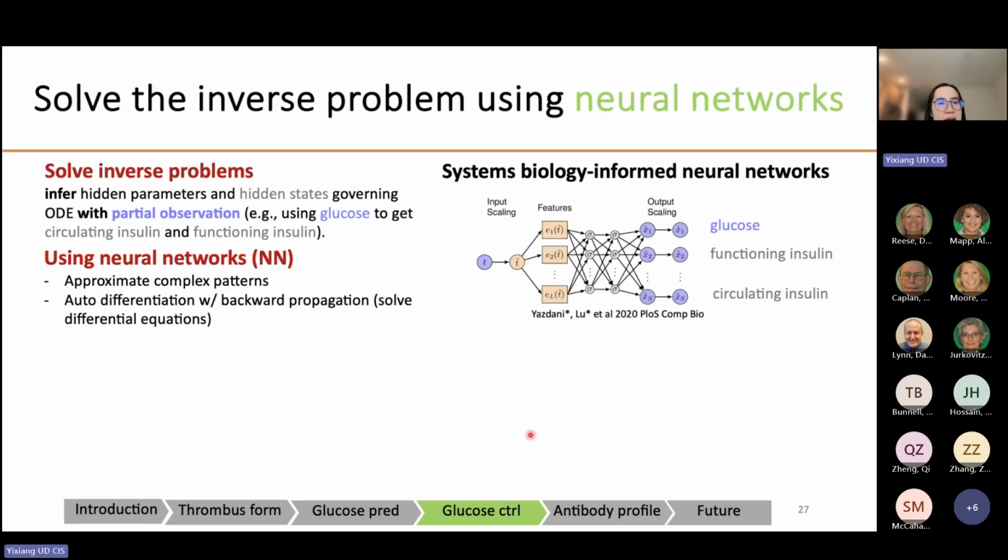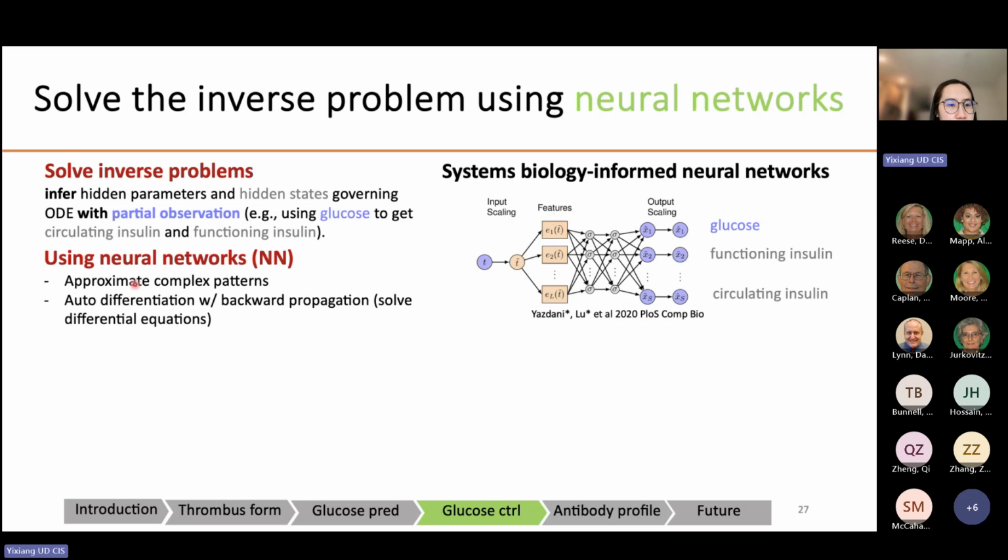And specifically, I am interested in using inverse neural networks to address our goals by solving a mathematical problem called the inverse problem. I want to briefly introduce that solving the inverse problem is a way to infer the hidden parameters and hidden states governing ordinary differential equations with partial observation. In our case, we are using the partial observation of glucose to infer the circulating insulin and functioning insulin, which cannot be measured by current wearable technologies.